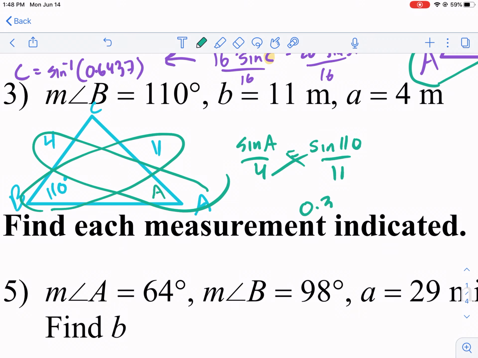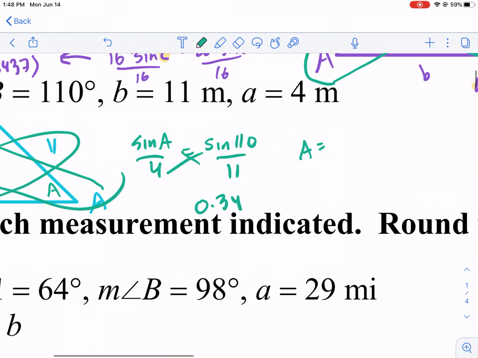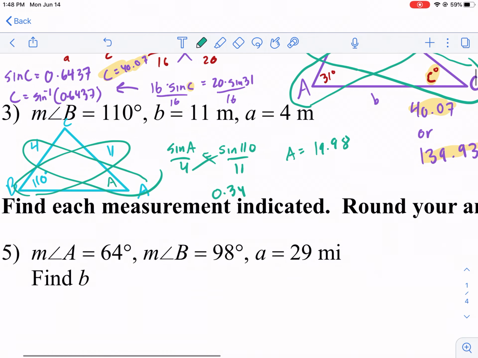And I get 0.34. Okay, I have to take the inverse sine of that to solve for A. So A equals the inverse sine of 0.341706407. Okay, and I get 19.98, so about 20. This one's a good one, okay? So then its supplement, if I subtract this from 180, is 160. About, we're just rounding here. So here we have about a 20-degree angle, and about a 160-degree angle.